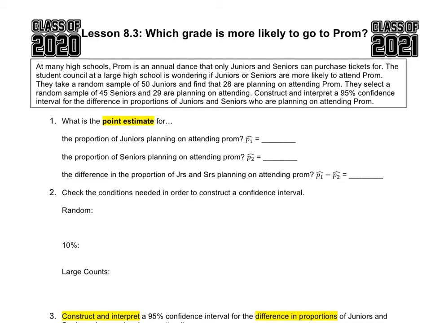This is Ms. Skokin, and we are going to have a lesson on confidence intervals for difference in proportions. In previous lessons, we've talked about confidence intervals for proportions, looking at just one sample. Now what we're going to be doing is taking a sample from each of two different groups or two different populations, and we're going to be comparing them through subtraction, or difference in proportions.